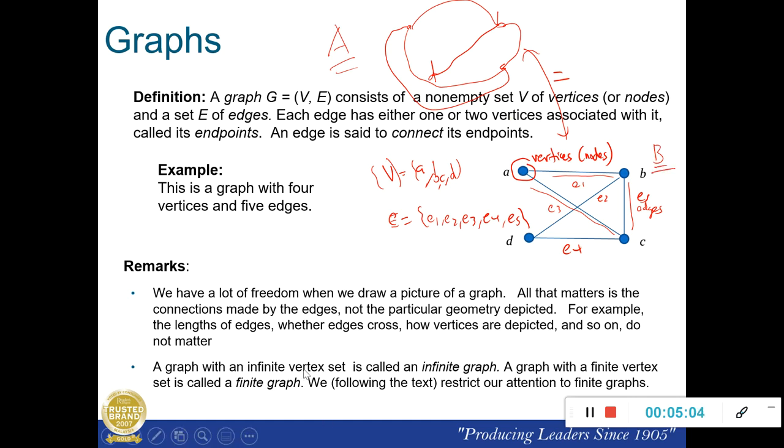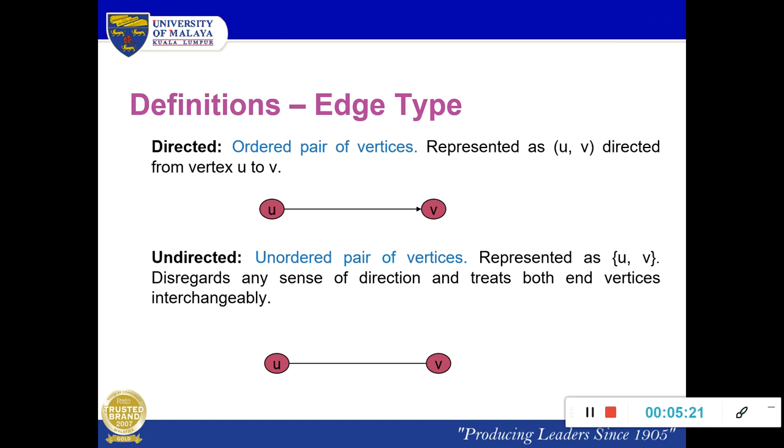A graph with an infinite vertex set is called an infinite graph. A graph with a finite vertex set is called a finite graph. So basically, we learn the finite graph. Just a terminology. You don't have to worry about it.